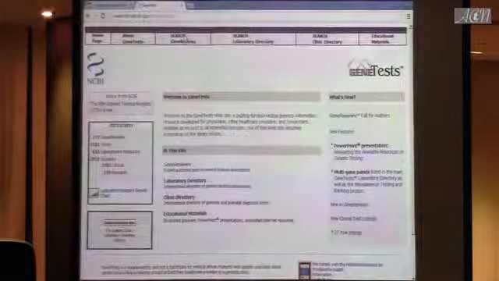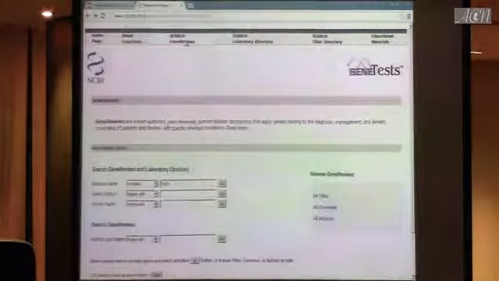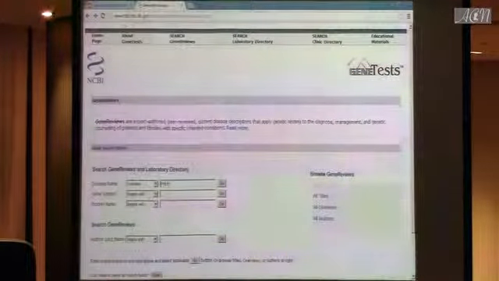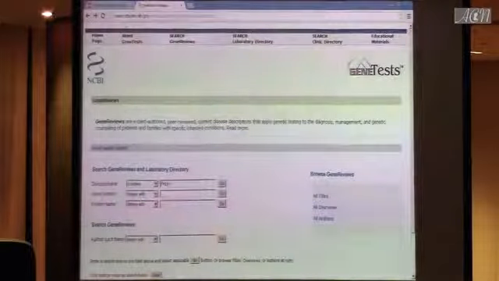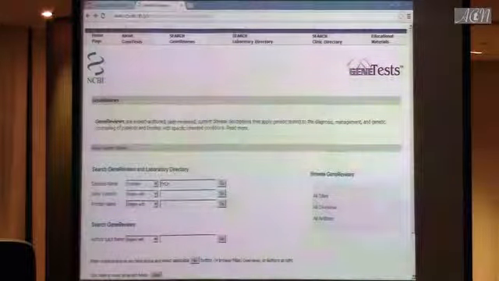You can search GeneReviews here, and you can put in the name. I put in FHLH, familial hemophagocytic lymphohistiocytosis. Did I say it right? Okay.